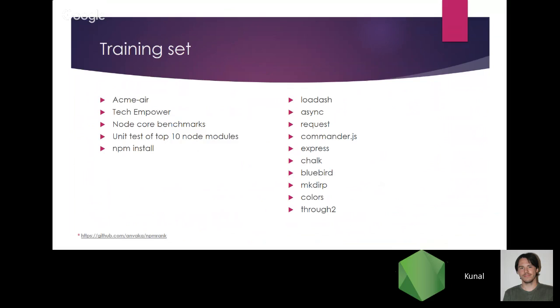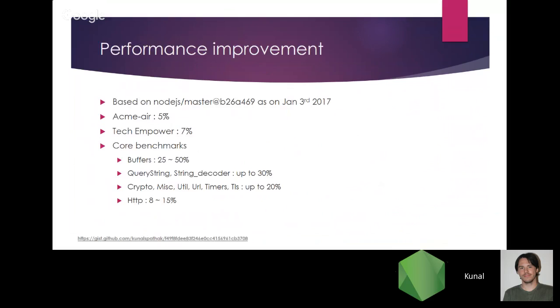So this was my training set. I trained the binary and produced a PGO binary using this training set, and then measured the performance improvement I see on Acme Air, Tech Empower, and core benchmarks. So this is the result that I saw. This is based on Node as of January 3rd. In Acme Air, I saw a 5% improvement. Tech Empower, I saw a 7% improvement. And there are a lot of improvements in the core benchmarks.